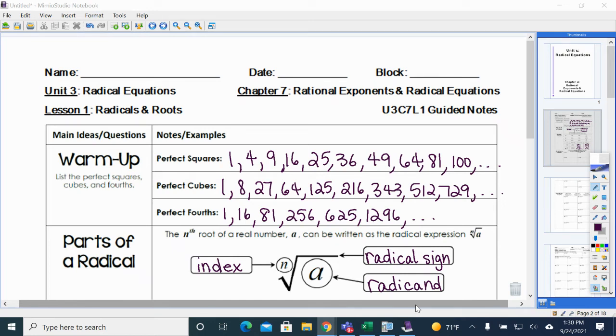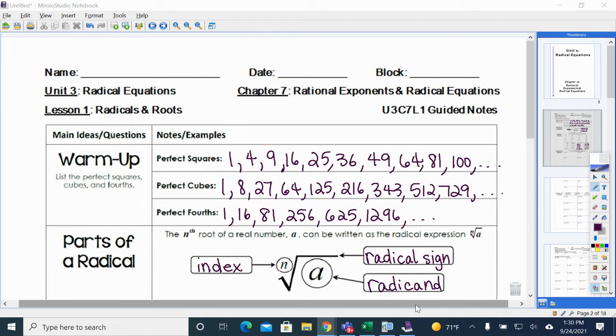This video is on Unit 3, Chapter 7 on rational exponents and radical equations. Lesson number 1 is on radicals and roots. This lesson should be fairly familiar because we have worked on simplifying square roots, and this is going to include some cube roots and fourth roots and fifth roots and so on.